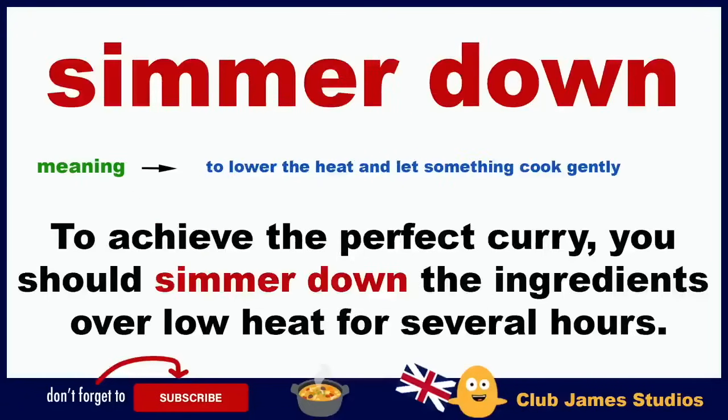Simmer down. Meaning, to lower the heat and let something cook gently. To achieve the perfect curry, you should simmer down the ingredients over low heat for several hours.